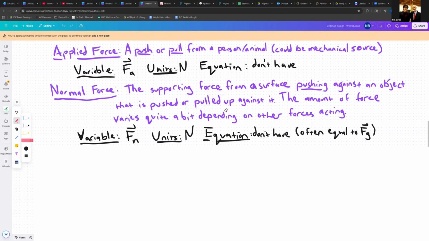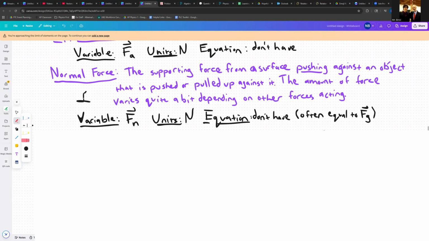There's an important thing here that it's always perpendicular to the surface. So we'll talk more about this, but it's always perpendicular to, so like the surface of the floor or the table, the normal force pushes directly up from it. So that is an important thing.